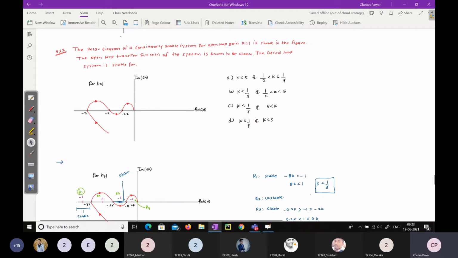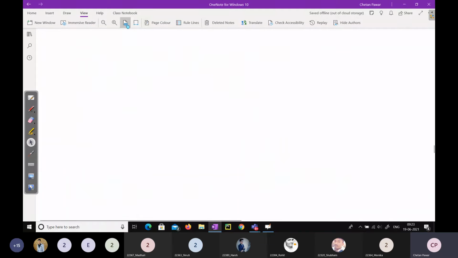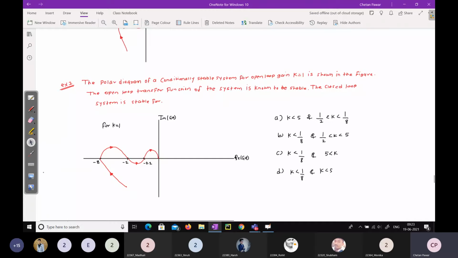Now let us see this example. The polar diagram of a conditionally stable system for open loop gain K equal to 1 is shown in the figure. So what is the DC gain? DC gain is 1 here. And the system is a conditionally stable system. So as you vary the value of gain K, what will happen? There may be a condition where poles will shift into the right hand side of the s-plane, right? In root locus, we have seen that part.